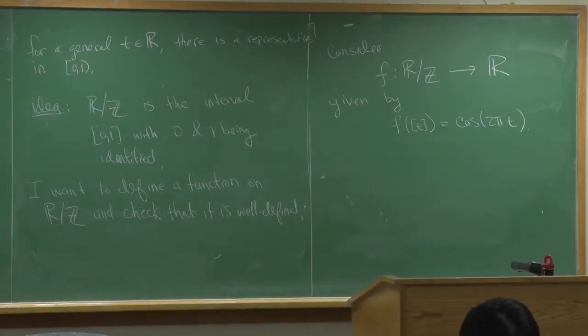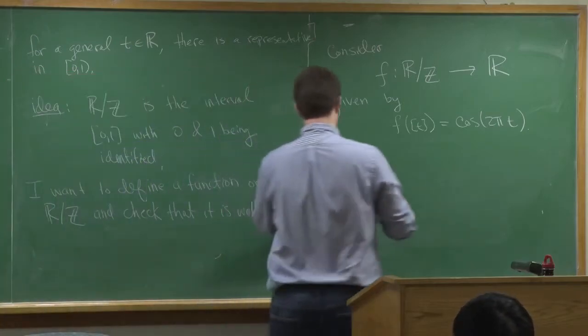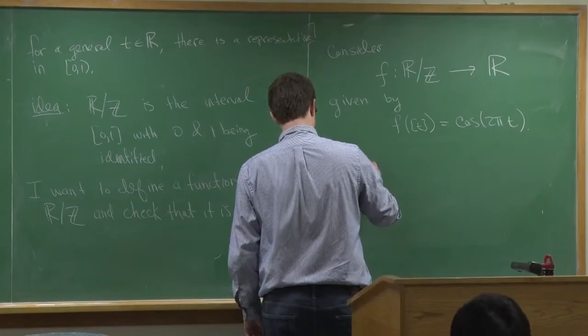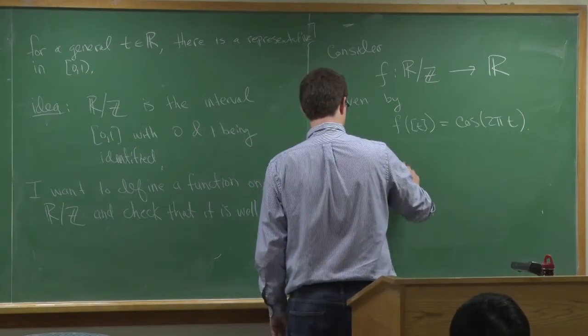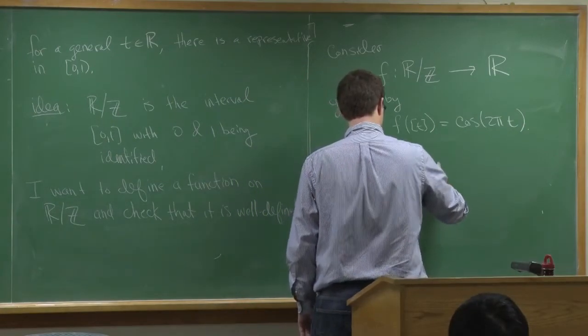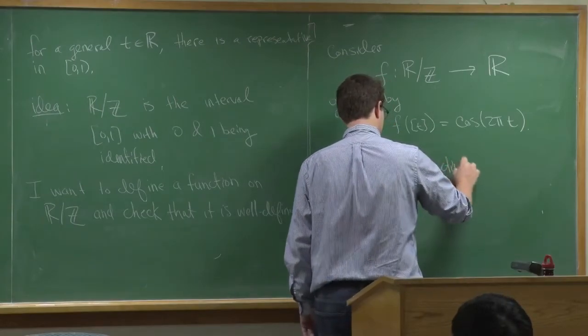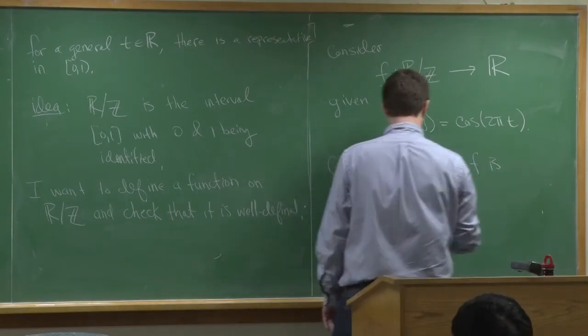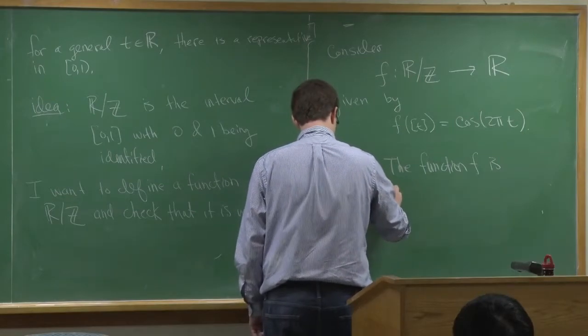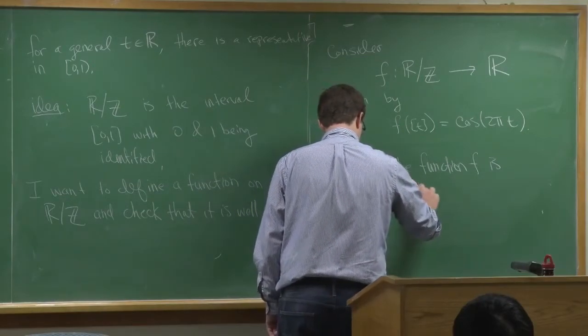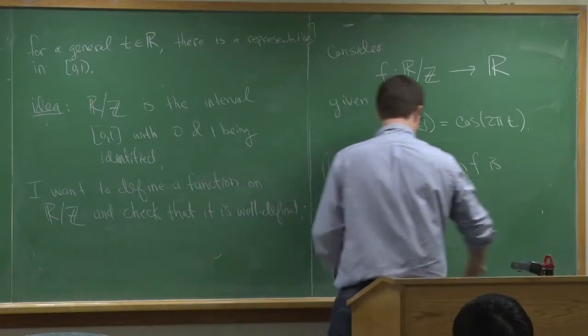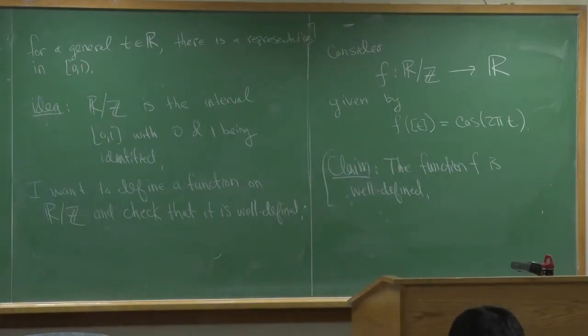Okay, so here is what we have. Okay, so I claim that this is well defined. It's the claim: the function f is well defined. All right. So do you guys see what I'm going to do now? So what am I going to do?